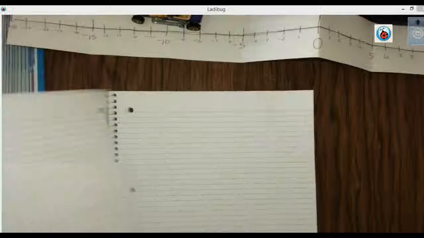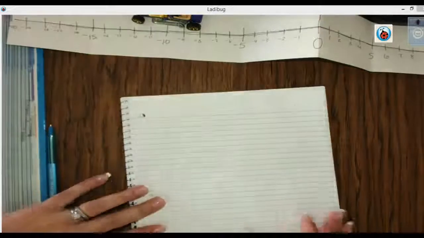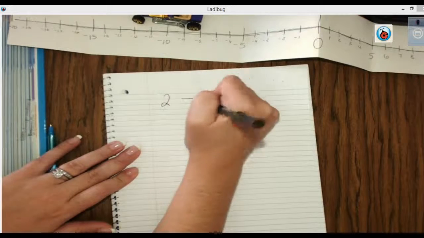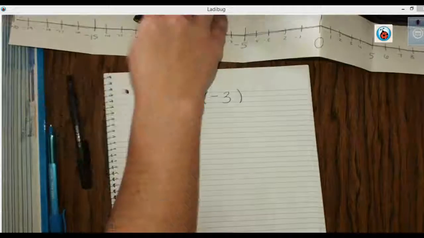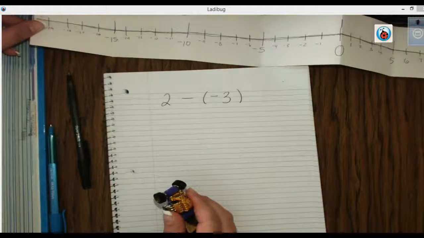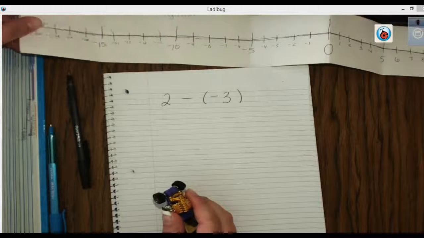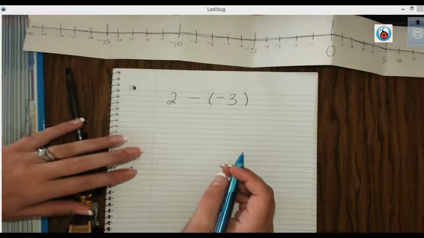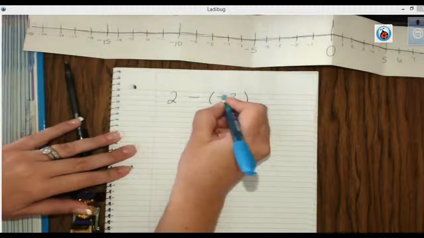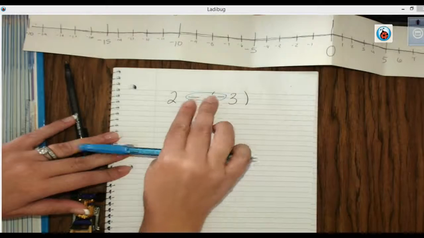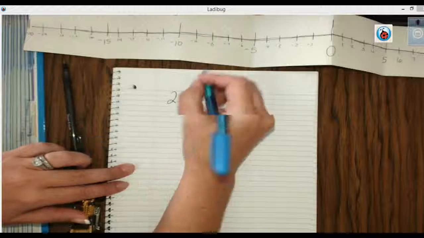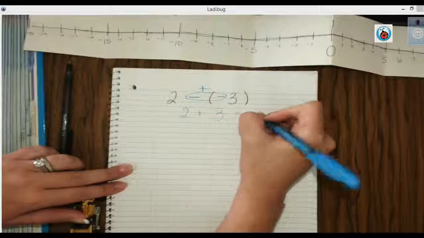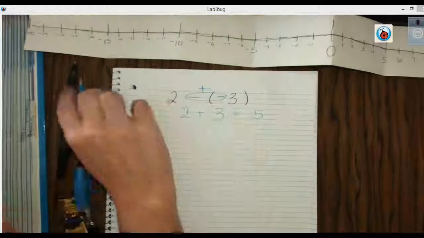Let's try another example. Let's say we have 2 minus negative 3. So what happens here? Okay, I'm going to tell you something. The easiest way to go. Do you see how we have 2 minus signs here together? Yes. Anytime we have the 2 minuses together, they become a plus. So this means the same thing as 2 plus 3. And what would this equal? 5.